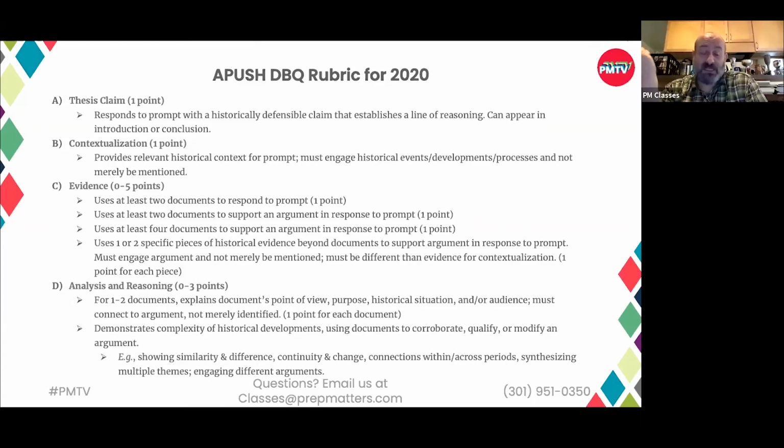So these essays will be graded on 10 points. Thesis: most students have no trouble with making an argument, something that is historically defensible. World War II started for the United States in December 1941 is a fact.